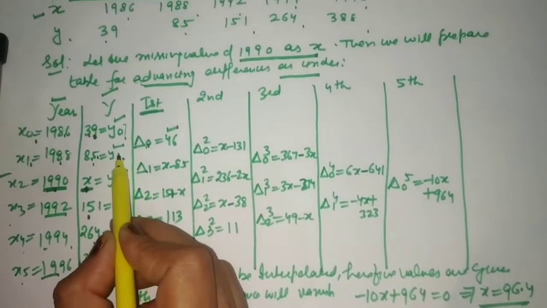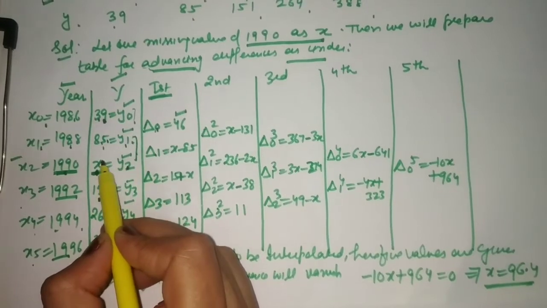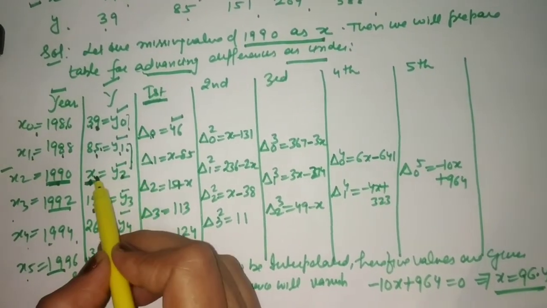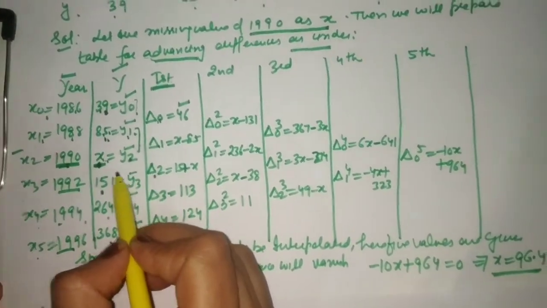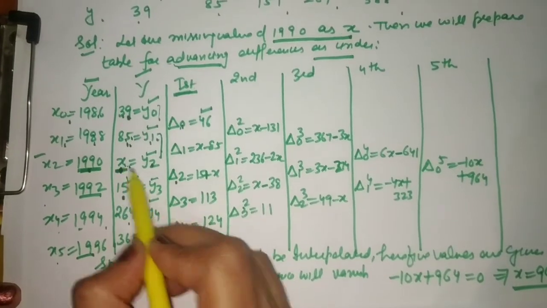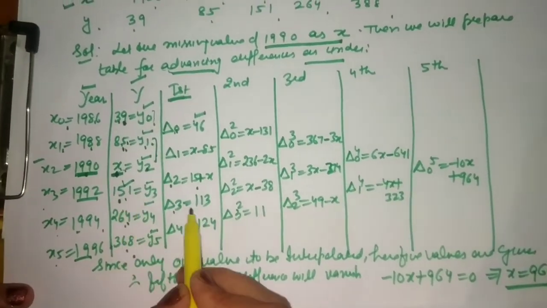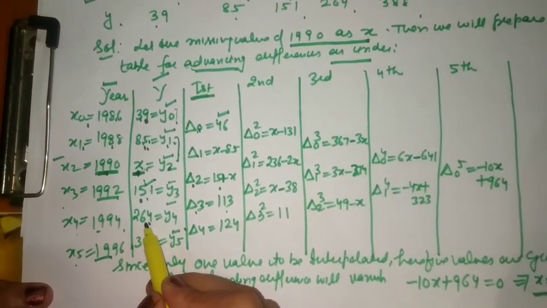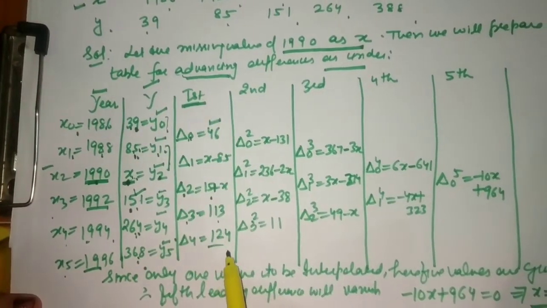Now delta 1 will be written between y1 and y2. How do I calculate it? x minus 85, that means same term minus preceding term. Then delta 2, I will write 151 minus x. Then delta 3, 264 minus 151. Then delta 4, 368 minus 264, I am getting 124. This is the first column I have formulated.